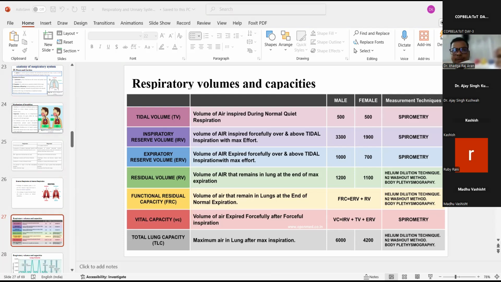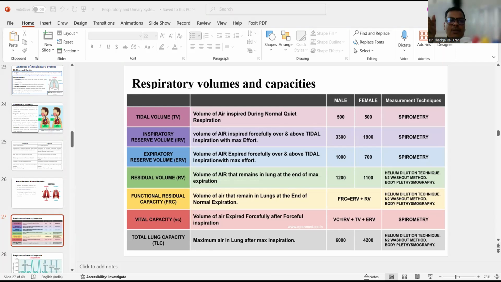Okay, thank you, sir. So this is the spirometry. Spirometry consists of three bulbs, that is red, yellow, and blue in color. They have different capacities. The yellow bulb has 600 capacity, the other bulb is around 900 capacity, and the blue color bulb has 1200 capacity.